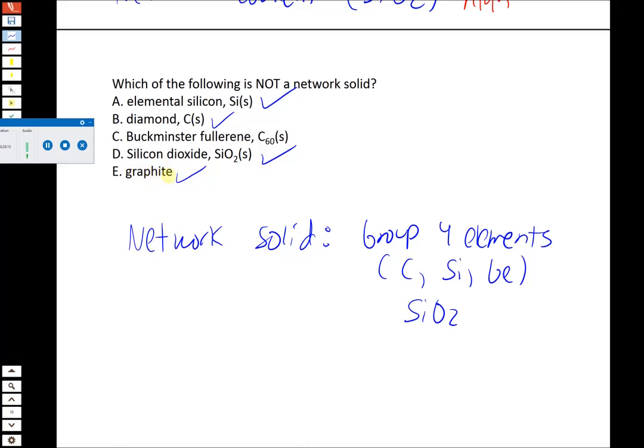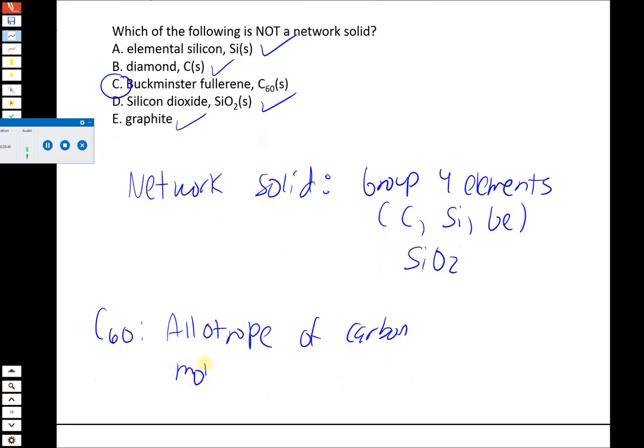It's not a three-dimensional network solid, but it has two-dimensional sheets that are then held together by intermolecular forces, but it still is considered a network solid. So the only one that's not a network solid here is Buckminster fullerene C60. Now we didn't talk about C60. This is another allotrope of carbon. It's only made up of carbon. Remember, allotropes are different forms of the same element. But this has actually molecules with 60 carbon atoms.